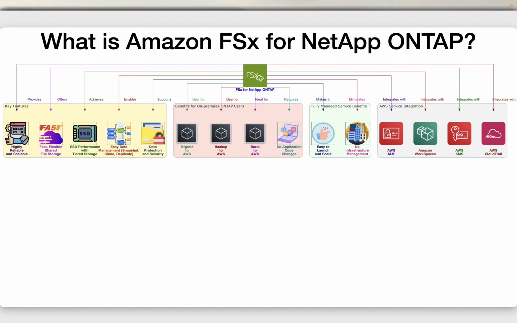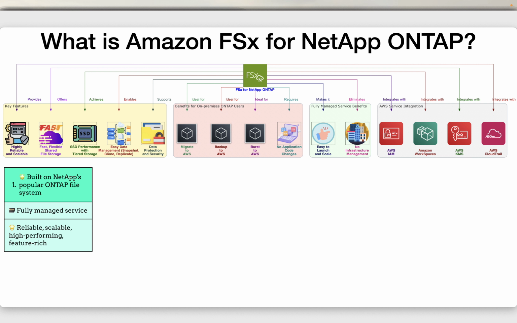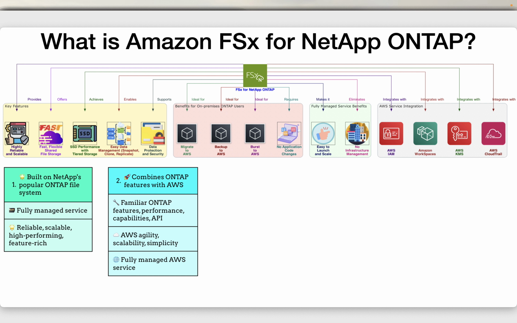And lastly, we have Amazon FSx for NetApp ONTAP. So FSx for NetApp ONTAP is a fully managed service that provides highly reliable, scalable, high-performing and feature-rich file storage built on NetApp. So there's this company called NetApp and it has its popular ONTAP file system. The name of the file system is ONTAP and the company is NetApp.